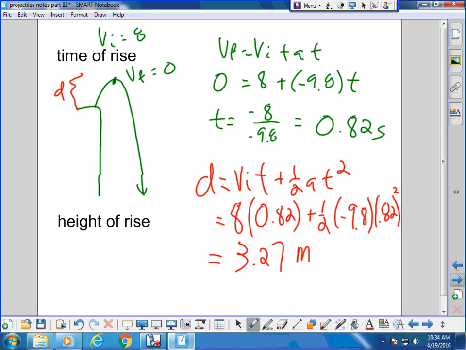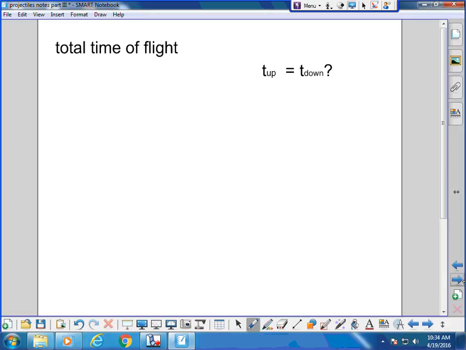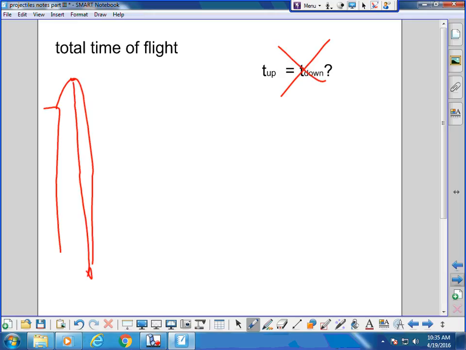Okay, am I good to go on? Total time of flight. Is the time up equal to the time down? No. Okay, now there's two ways to do it. I'm going to show you both ways. We know, and this is not to scale, I'm just leaving myself some more room, right? We know the time to the top. We know the distance to the top. Could I figure out the time to fall that distance? Absolutely, right?